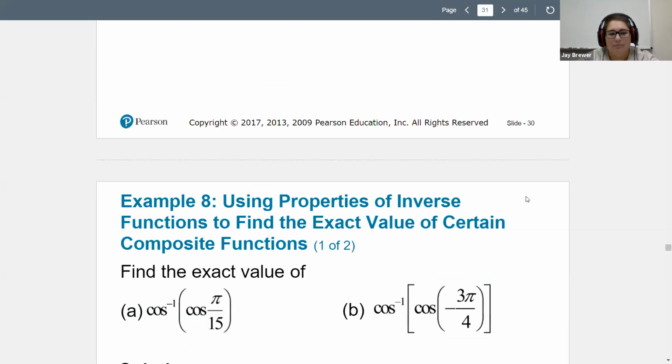Okay. We're going to use the calculator to look at finding the exact values for the inverse cosine of pi over 15. And then we also want to consider the inverse cosine of the cosine of -3 pi over 4. So somebody walk me through it. What do you think you have to do?